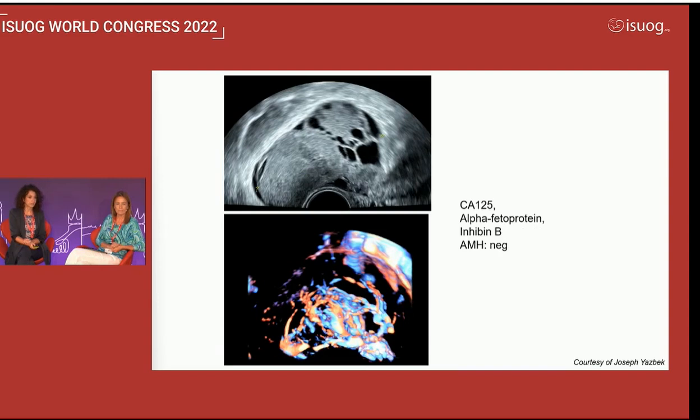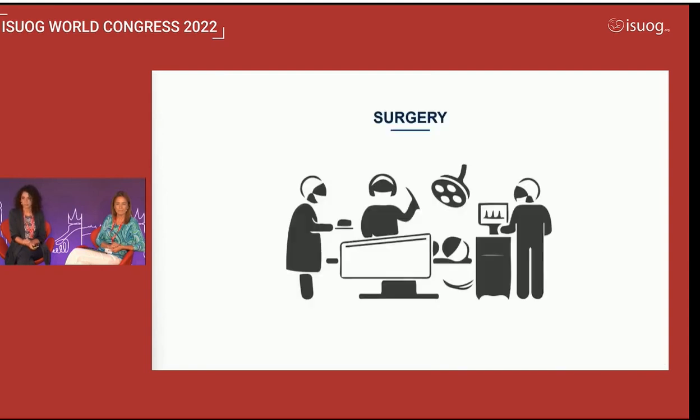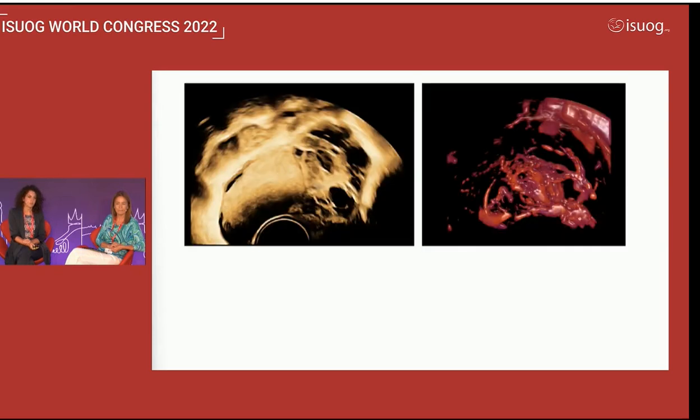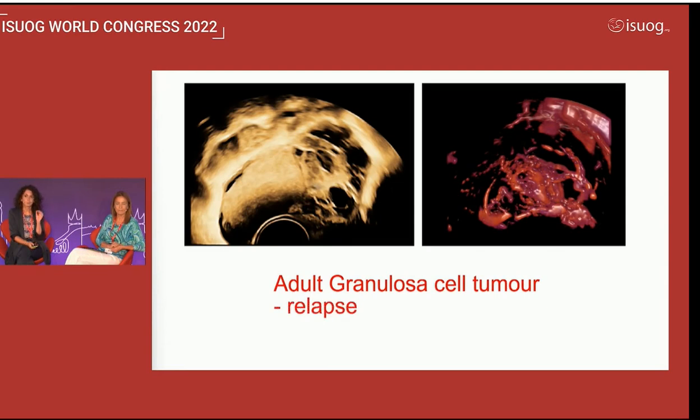All markers were negative: CA125, alpha-fetoprotein, inhibin B, AMH. Well, of course, the suspicion was very high, so she was operated, and it was confirmed to be a relapse. So just to keep in mind how the relapses of granulosa can look, quite similar to the original granulosa, and also the possibility of a relapse in a very young patient.